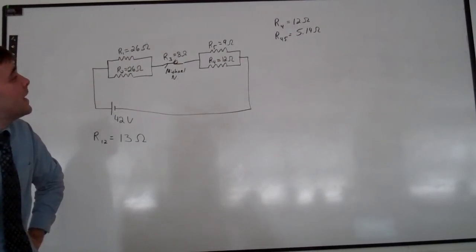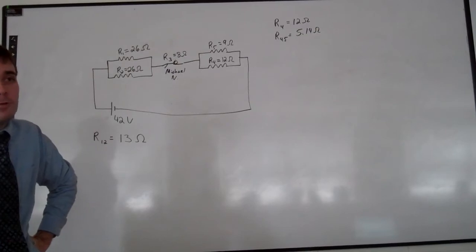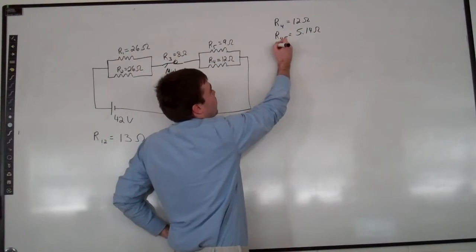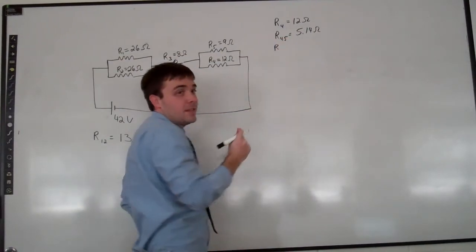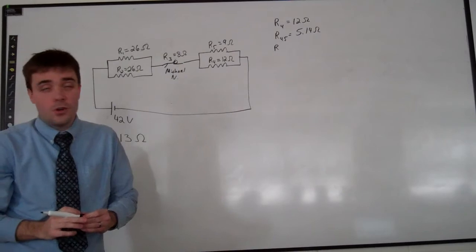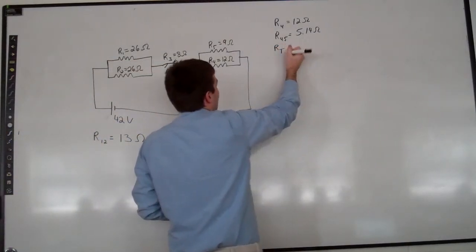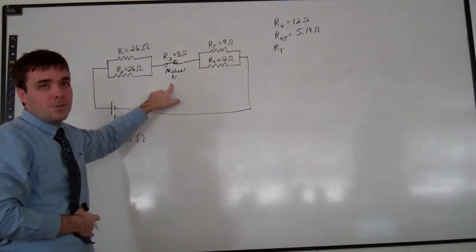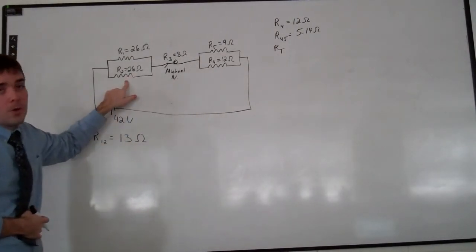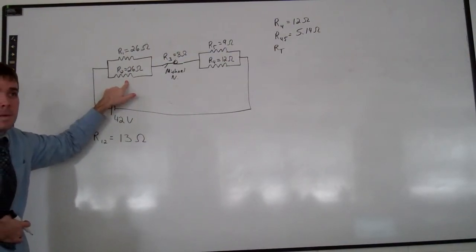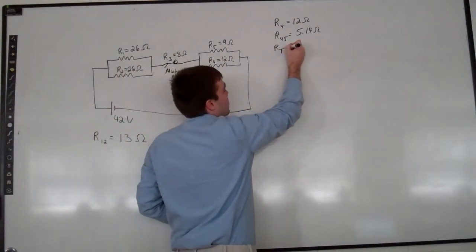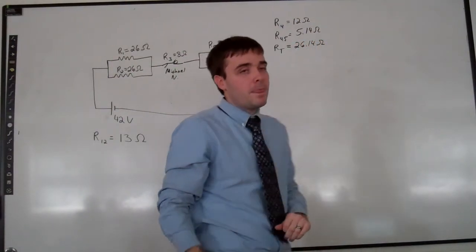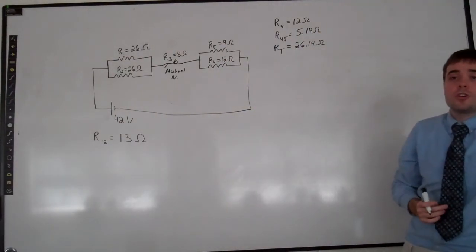Okay. Everybody okay with R45 now? Okay. What's the next resistance we're going to calculate? Total? And our total resistance is going to be this one plus Michael's resistance here, which is 8 ohms, plus R12. Everybody understand that? So what do we get for that one? 26.14 ohms. Right.